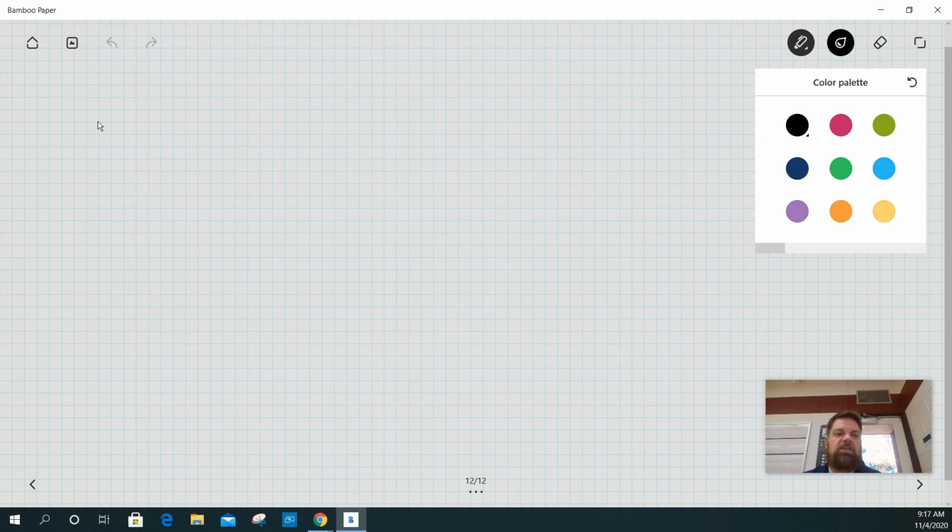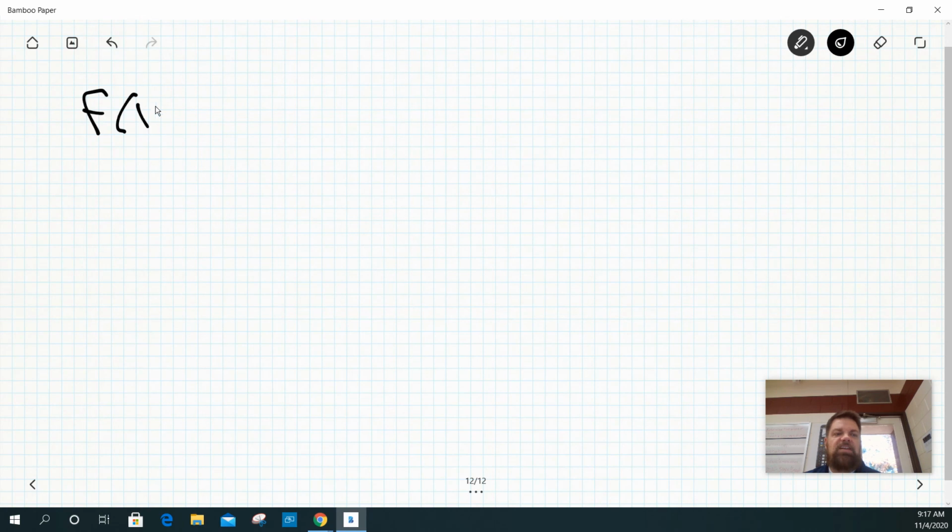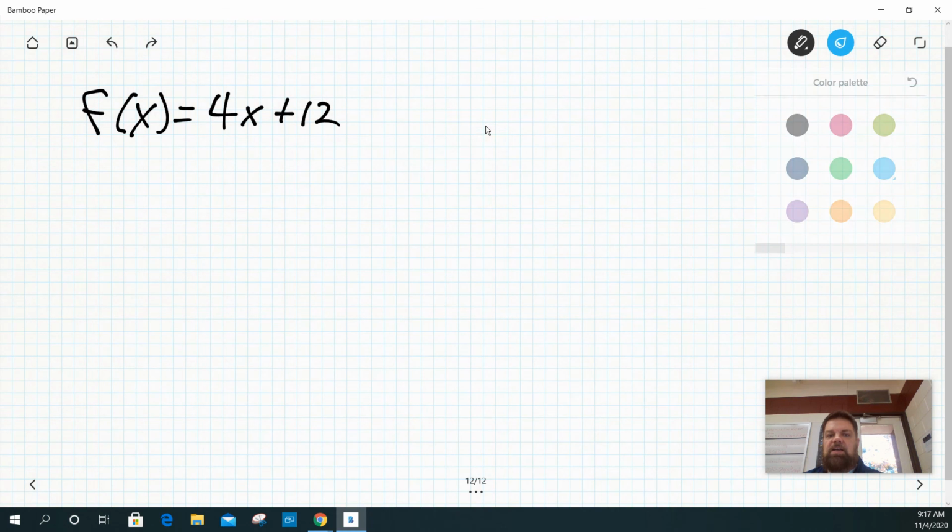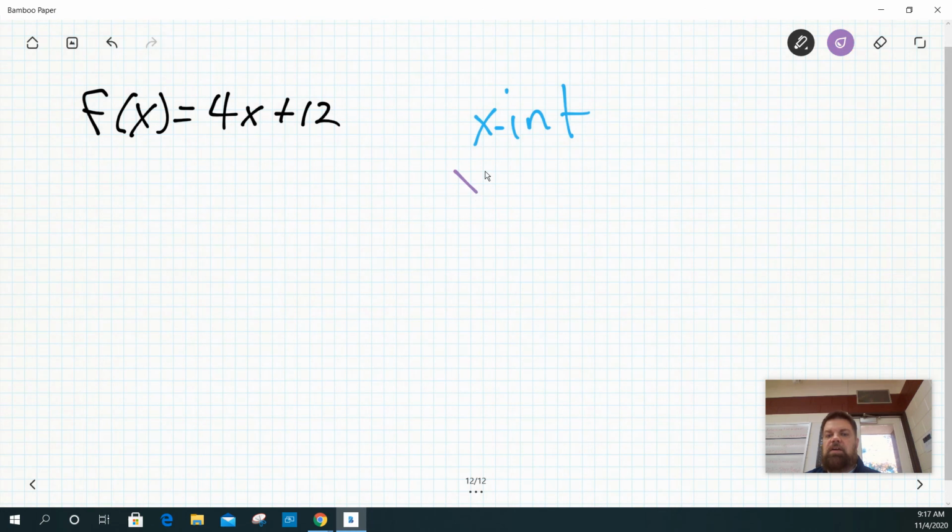Let's consider the function f(x) = 4x + 12. And so I've got two questions. We're going to try to figure out what the x-intercept is, and we're going to try to figure out what the y-intercept is.